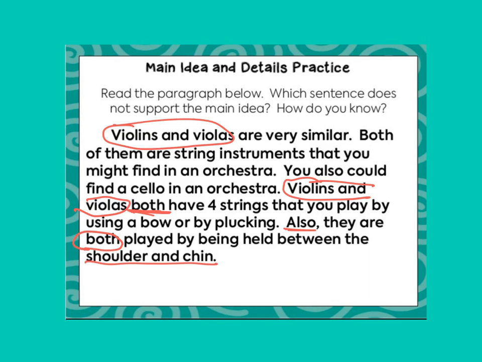Okay, so I do remember seeing this word and wondering how does that fit with a paragraph about violins and violas. So the sentence that does not fit is this one. You could also find a cello in an orchestra. That would only fit if this entire paragraph was about an orchestra instead. But it wasn't about an orchestra. It's about violins and violas and how they are similar.